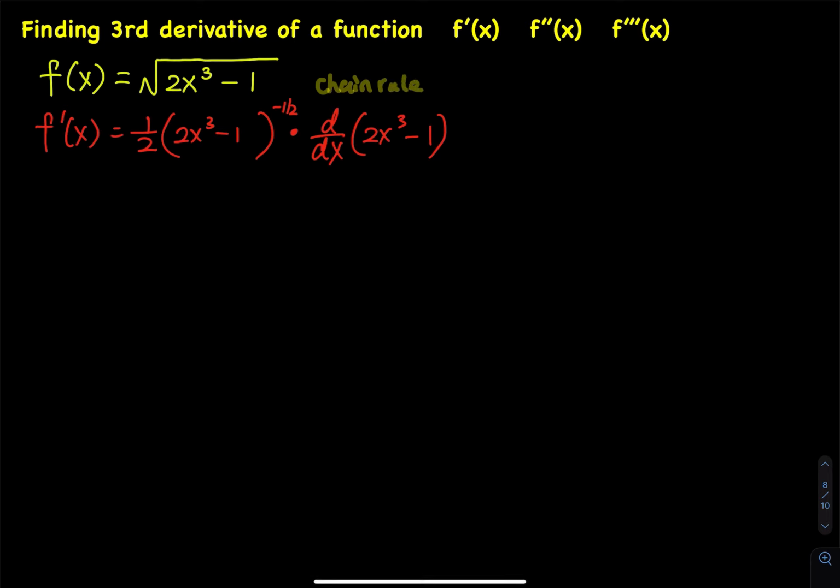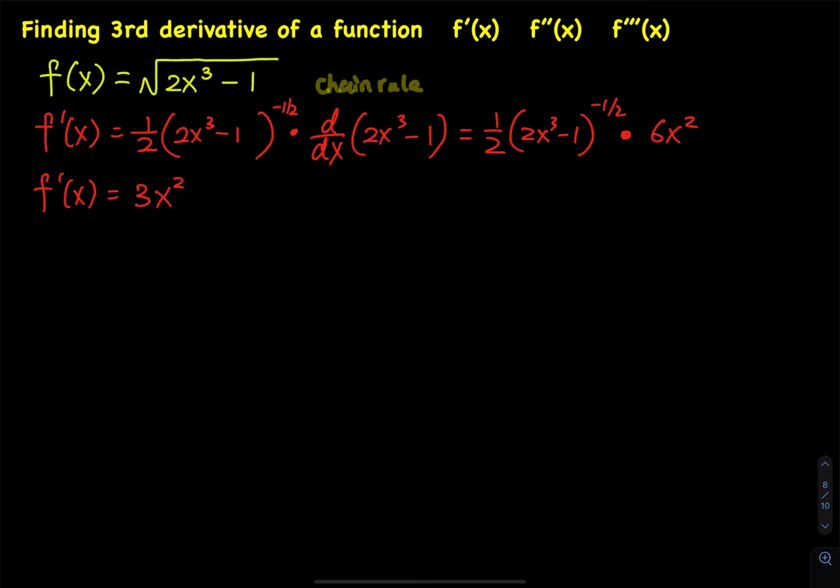All right. Next step, so 1/2, 2x to the third minus 1 to the negative 1/2, the derivative of the radicand, so using power rule, bring the 3 down, that is 6x squared, right? And then we can simplify the 6 and the 1/2, so f prime of x is equal to 3x squared, and then times 2x to the third minus 1 to the negative 1/2.